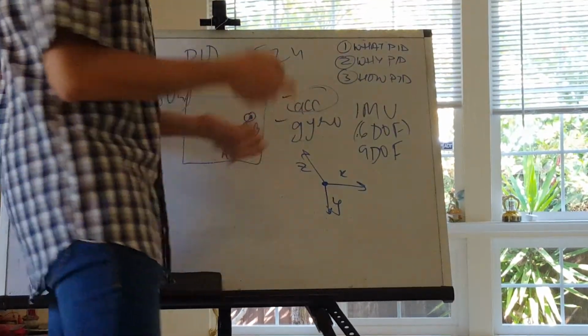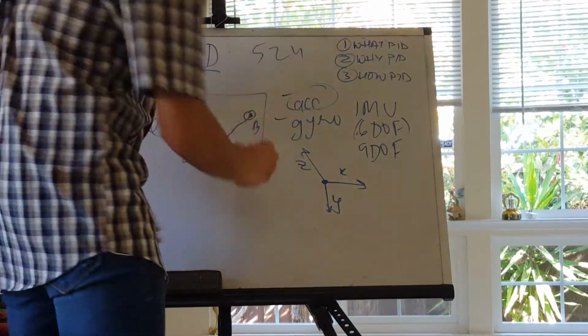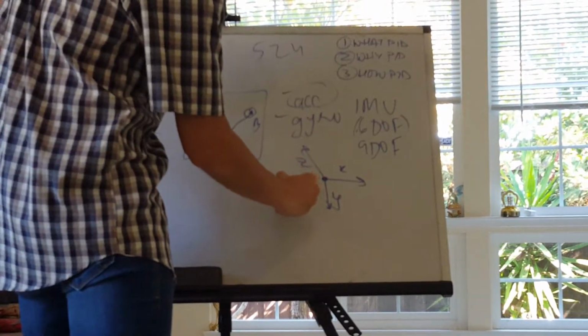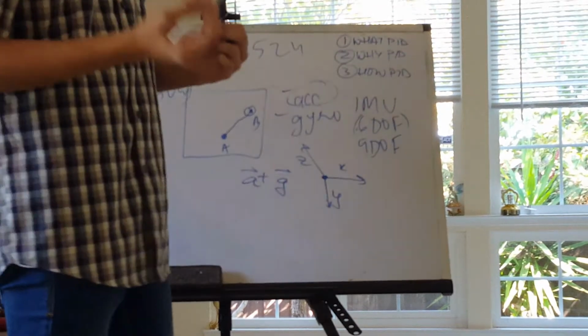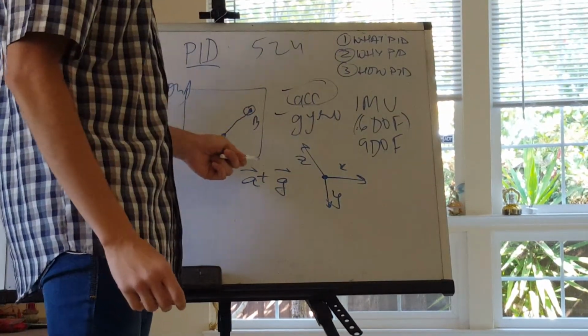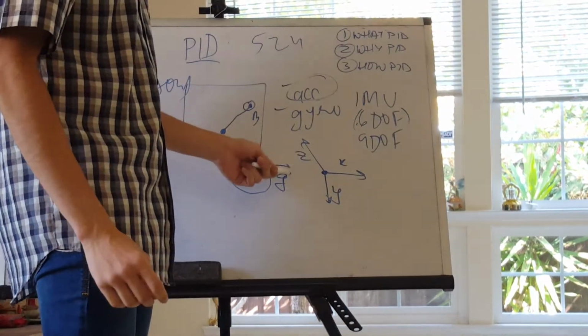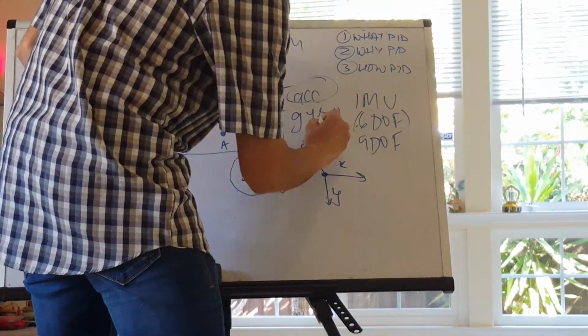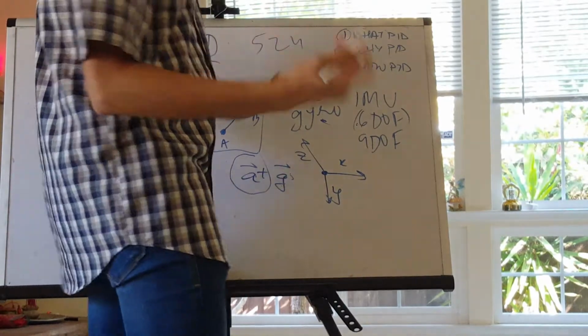But on Earth, the accelerometer is going to measure the acceleration of our robot plus the acceleration due to gravity. So in order to determine the acceleration of our robot, we also need to know the gravitational vector. That's why we need another 3 degrees of freedom that the gyroscope gives us.